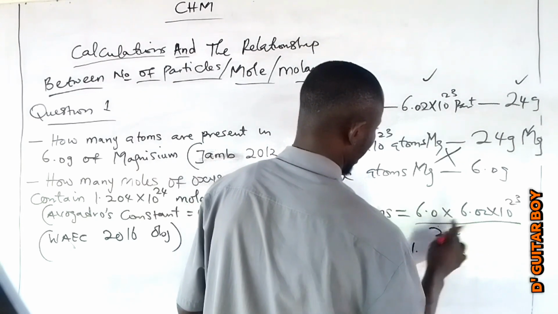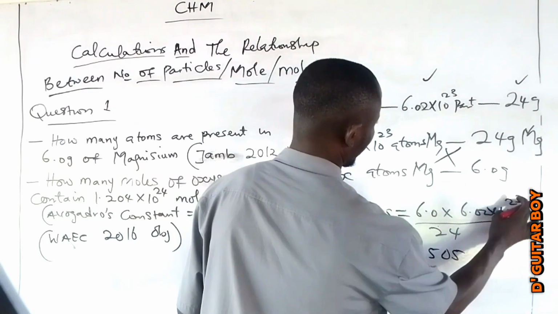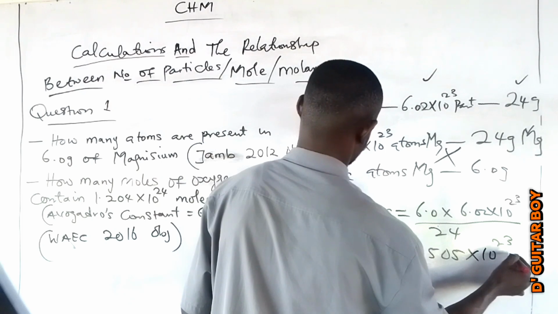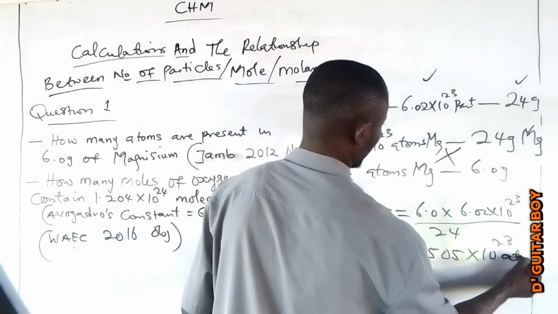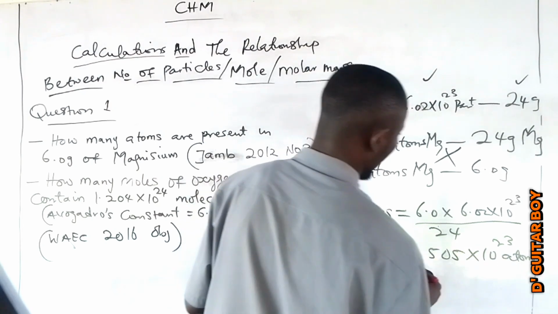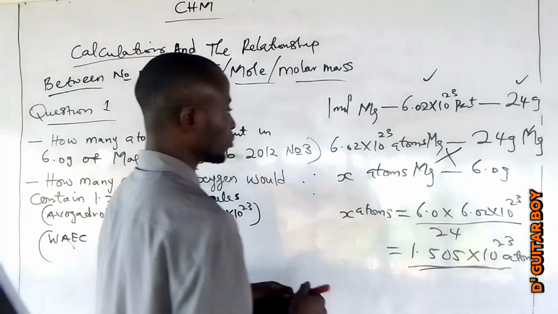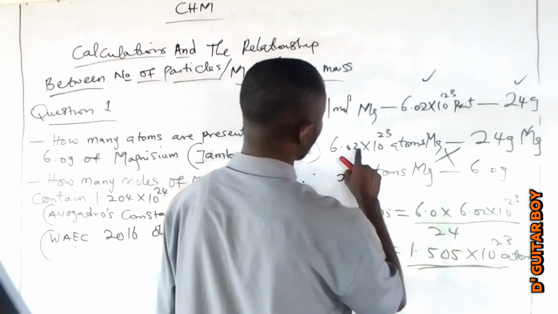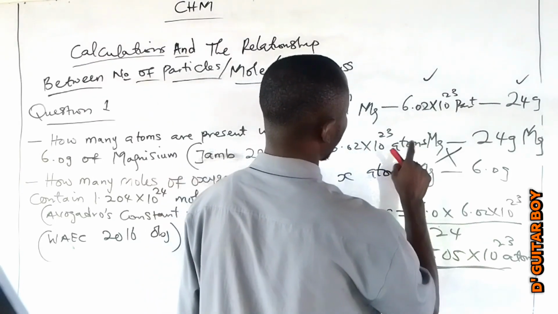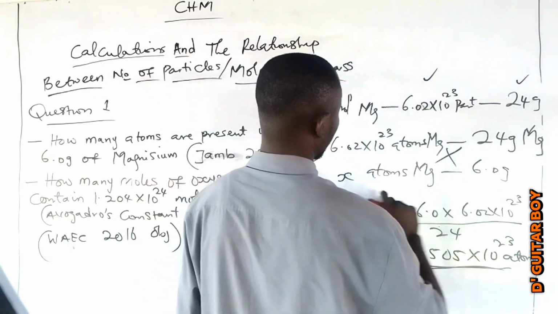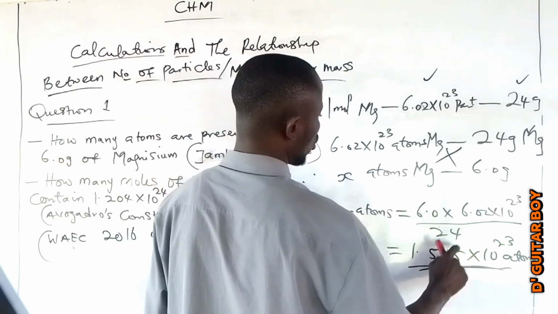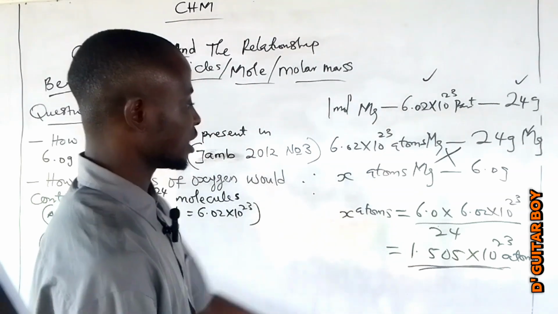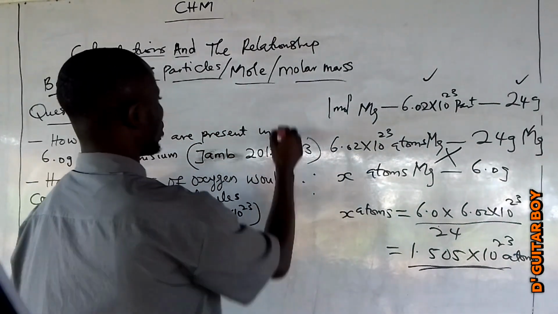When you do that, it will give you 1.505. That's after dividing. Then you add times 10 raised to power 23 atoms. So we need this number of atoms to give us 6 grams of magnesium. So if 6.02 times 10 raised to power 23 atoms give us 24 grams, therefore 1.505 times 10 raised to power 23 will give us 6 grams of magnesium. This is the answer to this number 1 question.